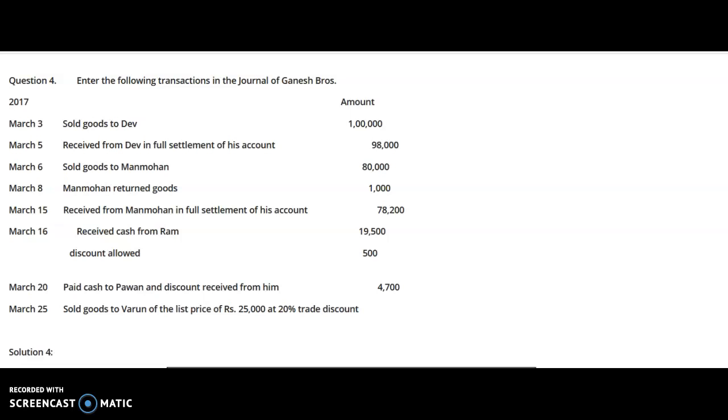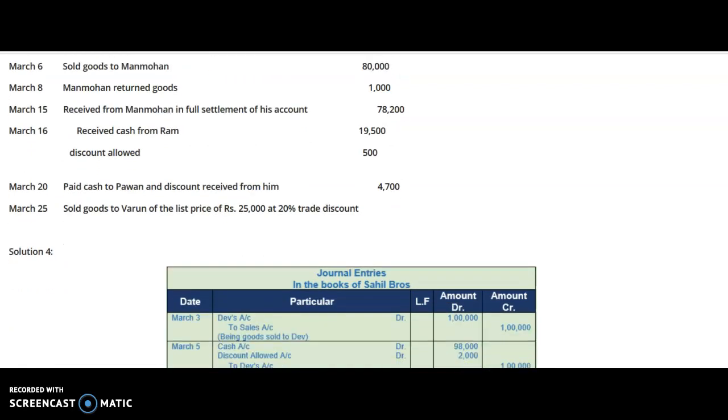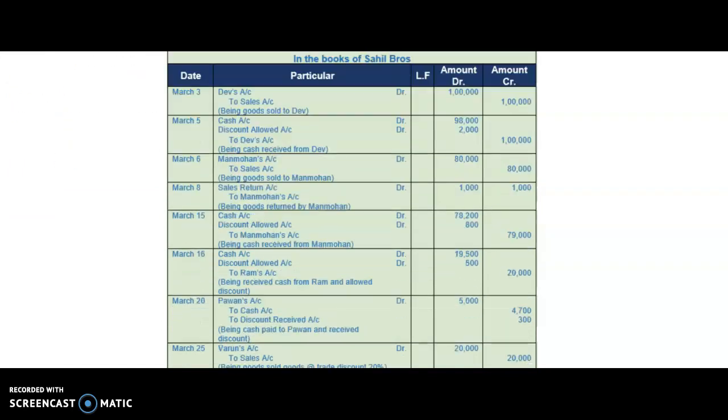The second account we recognized is of Dev, a personal account, and the rule of the personal account says: debit the receiver, credit the giver. Now who is receiving these goods? Dev. So we have to debit Dev's account and credit the sales account, and this way we record the entry: Dev's account debit to sales account. And as usual, we have to write the narration, and we are writing the narration for that.